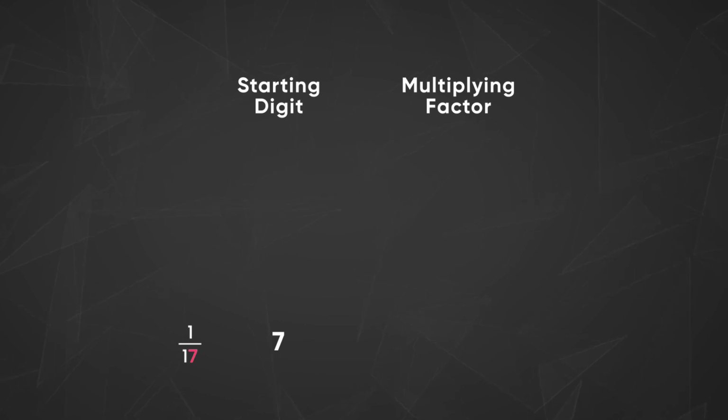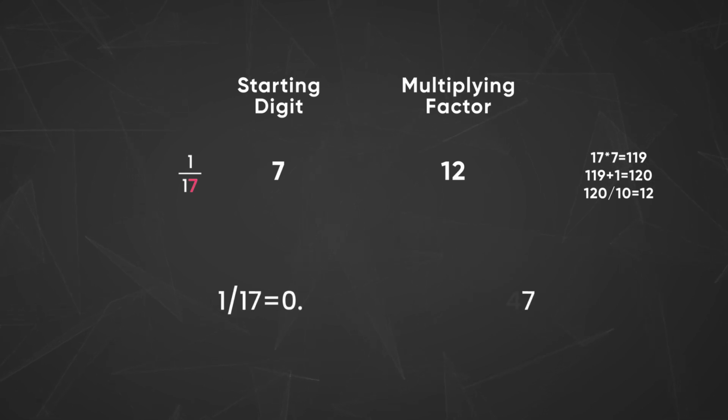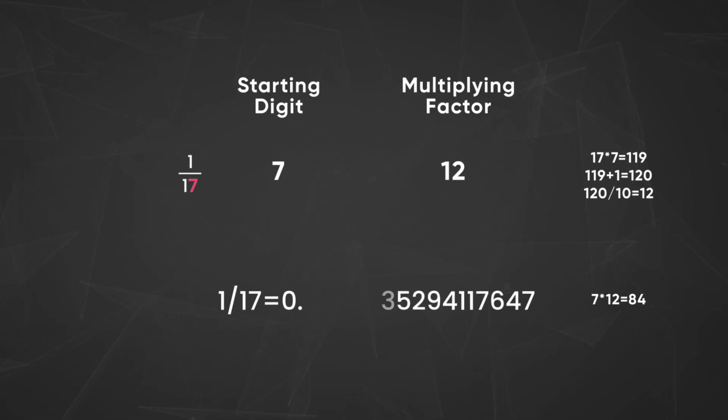Let's take the example of 1 by 17. The starting digit is 7 and the multiplying factor is 17 multiplied by 7, which is 119, plus 1, divided by 10, which is 12. Therefore, we write 7 followed by 7 times 12 with the carryover, and so on.